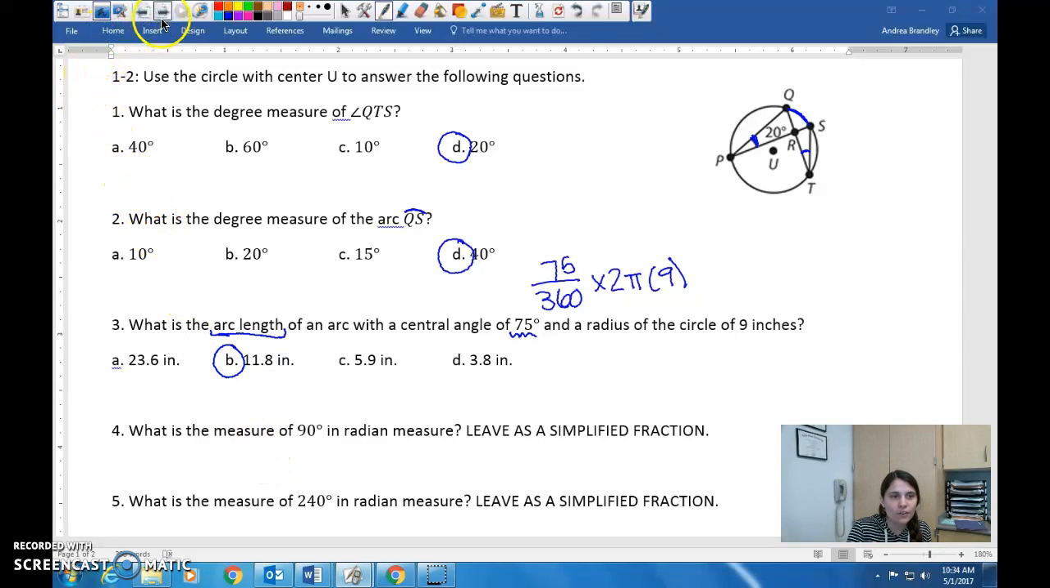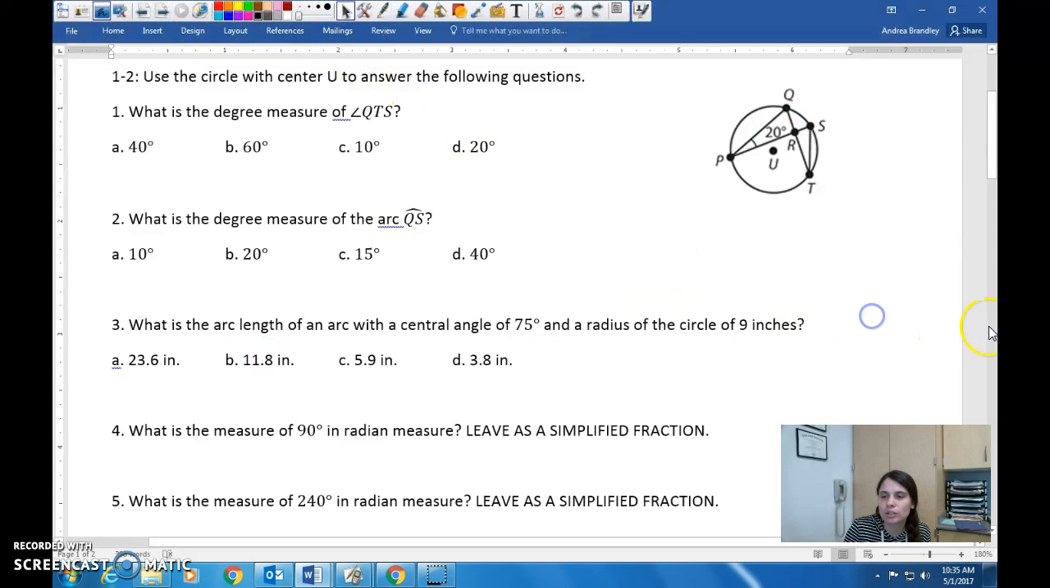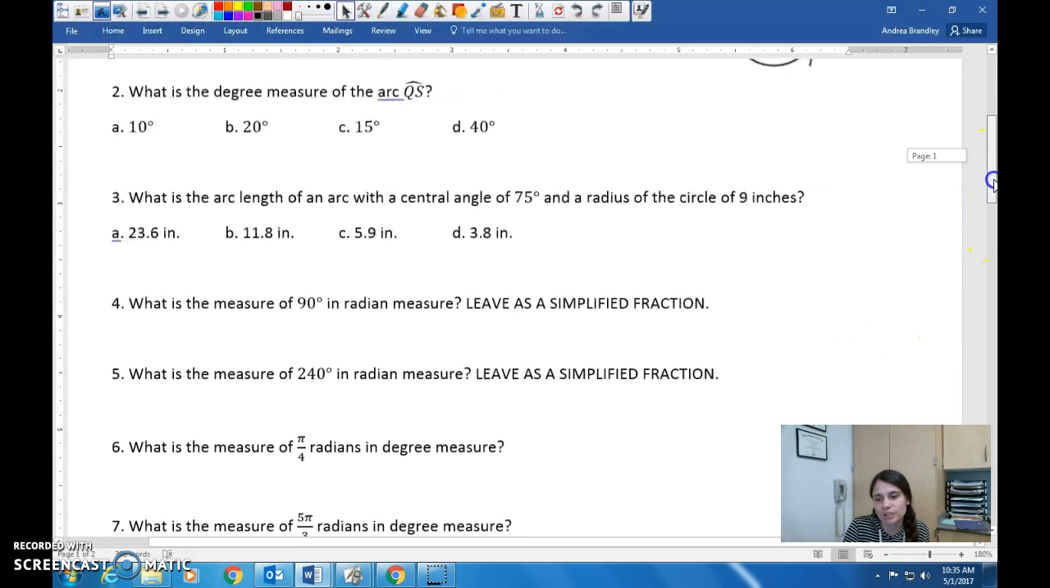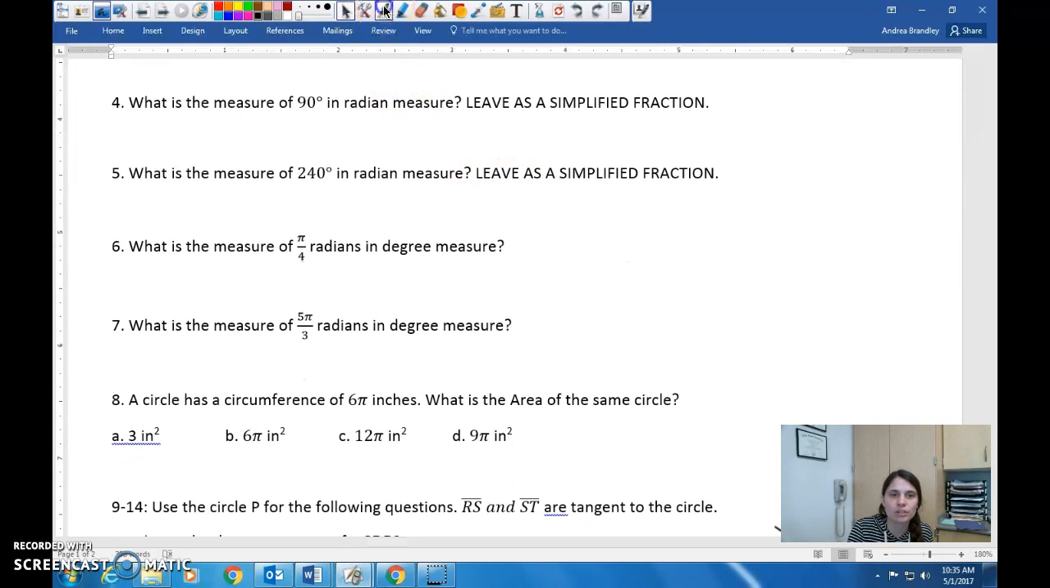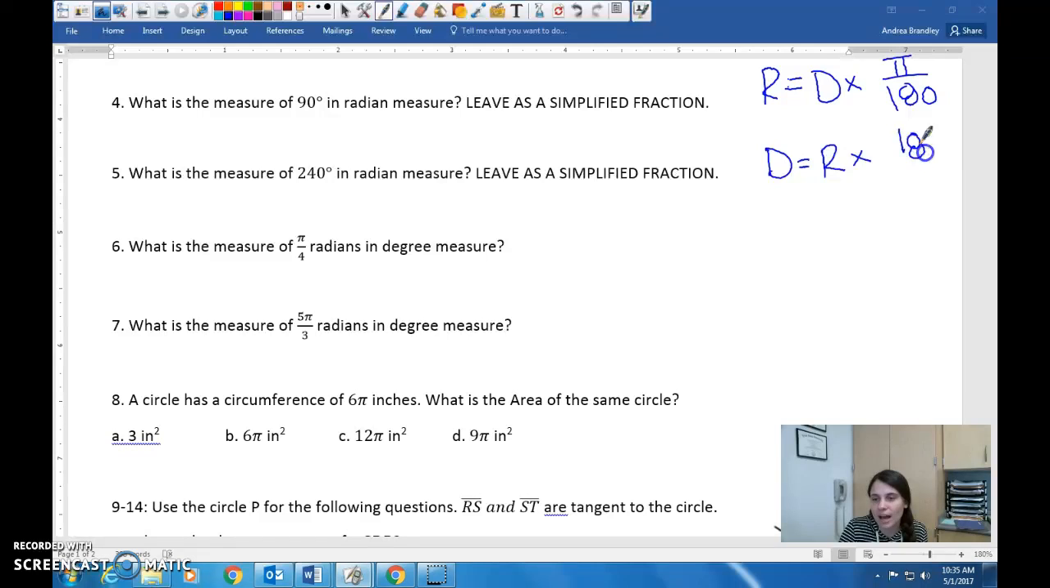So 4, 5, 6, and 7 are asking us to convert between degrees and radians. So we need those two formulas to help us to do that. So if we have it in degrees, we want it to be in radians, we're going to take degrees and multiply that by pi over 180. And then if we already have it in radians, we want it in degrees, we'll take those radians and multiply that by 180 over pi.